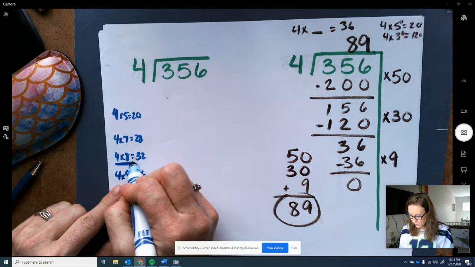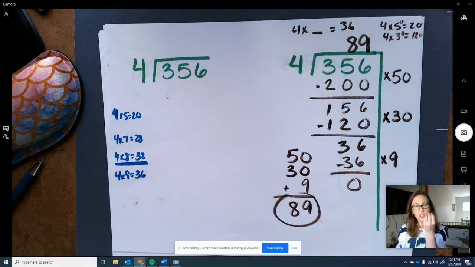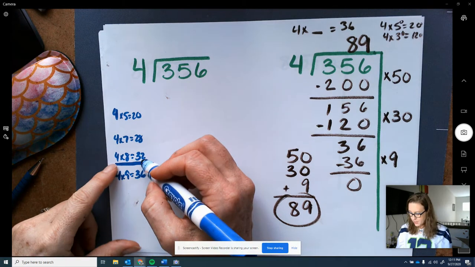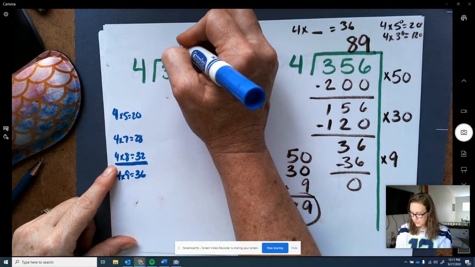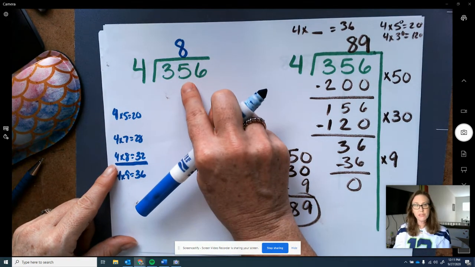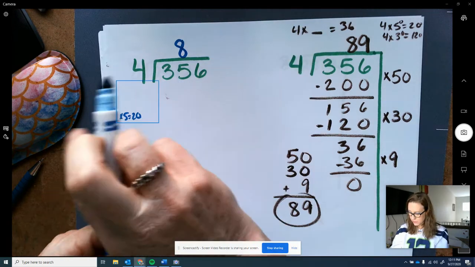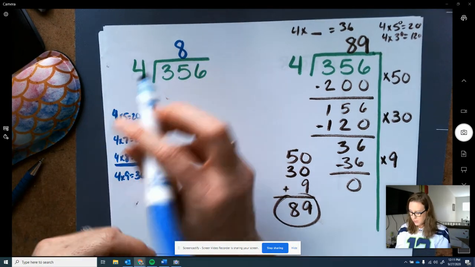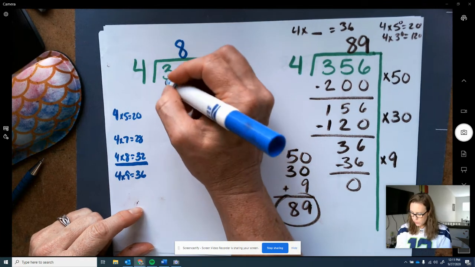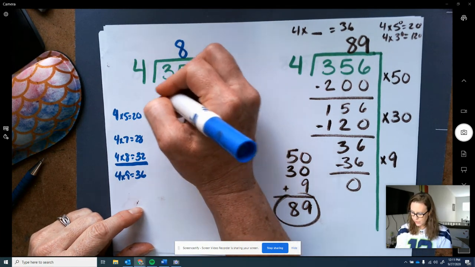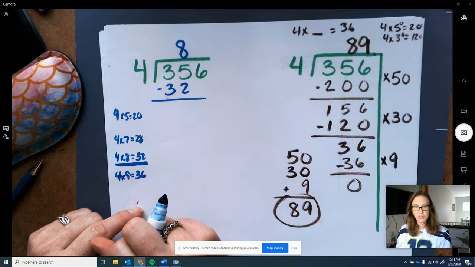So I have to pick the one that goes under but gets as close to it as possible without going over. So I've got 4 times 8. I'm going to put the 8 right above the 5 because that's what I was looking at was 35. And now I have to go 8 times 4 is 32. And I have to subtract that from the original here.